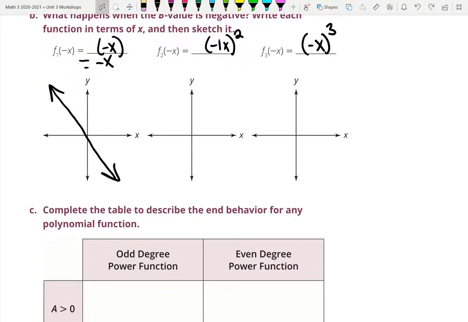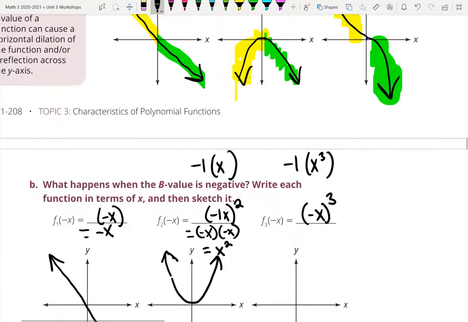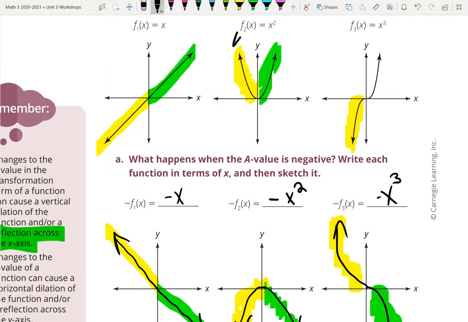Likewise, negative 1 times x squared simplifies into a negative x times a negative x, which is the same thing as just x squared. So it's going to look the same. And you might be wondering why. Well, let's look at our original graph. The green side will go over here, and the yellow side will go over here. Since it's symmetrical anyway, there's going to be no change.